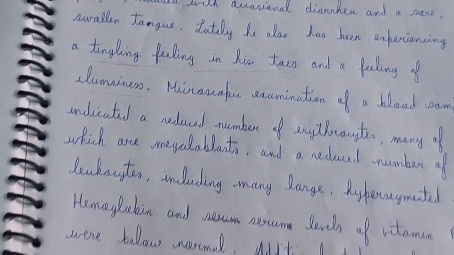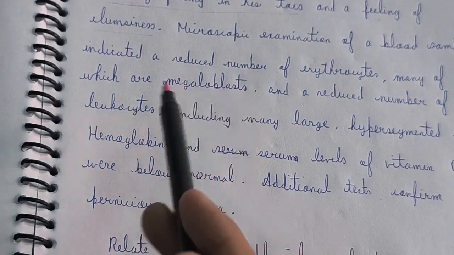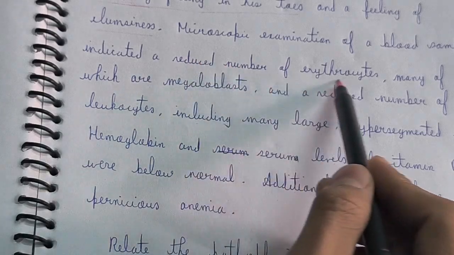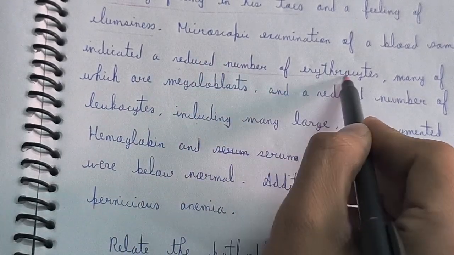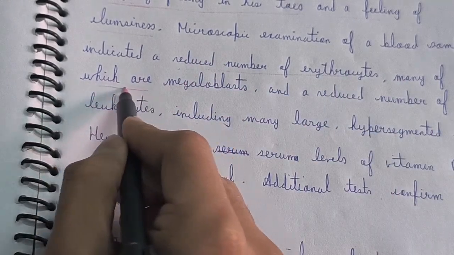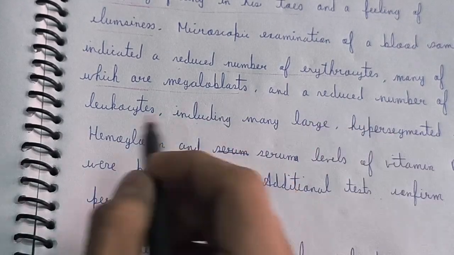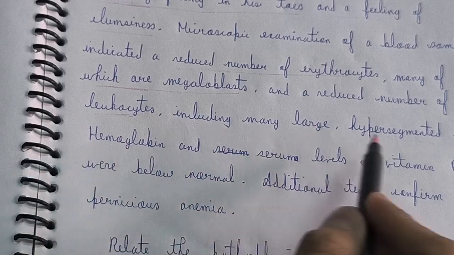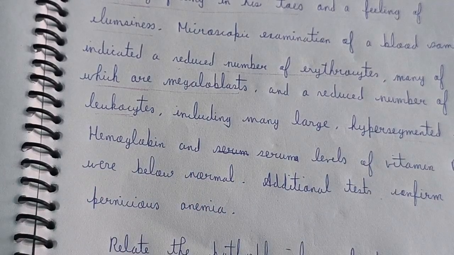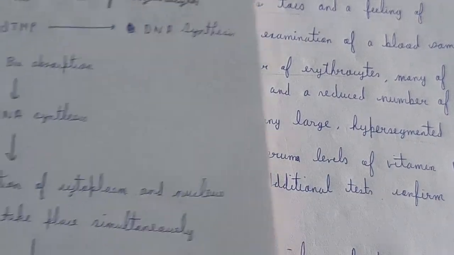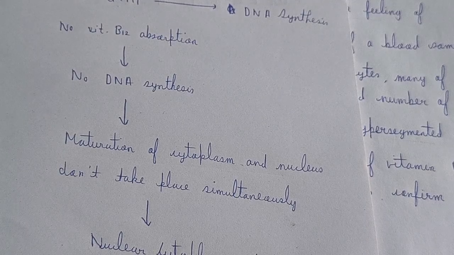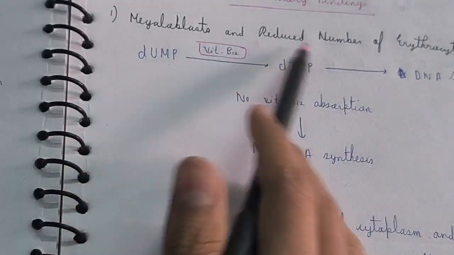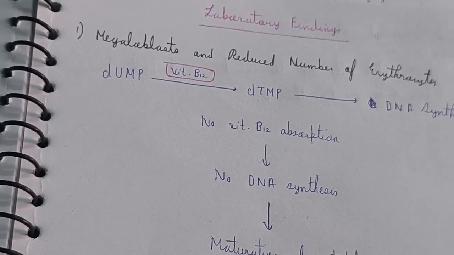Now, to the lab investigations. We find a reduced number of erythrocytes, many of which are megaloblasts, and a reduced number of leukocytes also, many of which are hypersegmented cells. I'm going to explain the reason. First, why do megaloblasts occur along with a reduced number of erythrocytes?